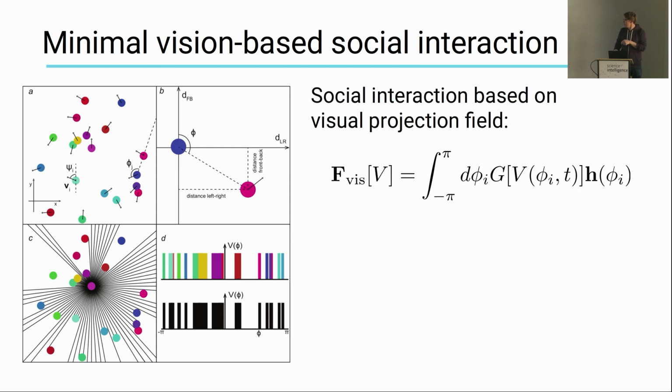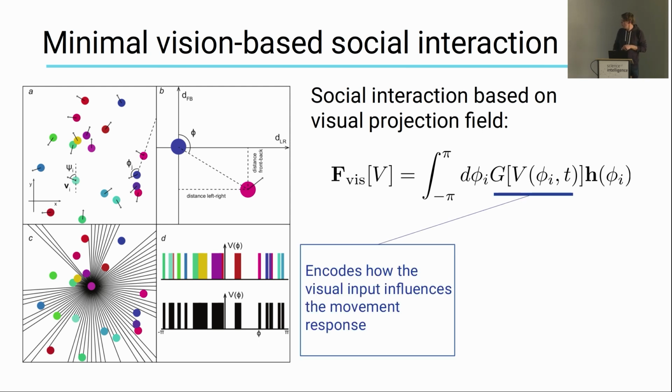And the idea is, and I will go rather quickly through this, that you can actually write down your effective movement response, like an effective force due to vision, as an integration over your visual field with two components. One is this functional that describes what the visual input is at a given time and how this visual input influences my movement response.